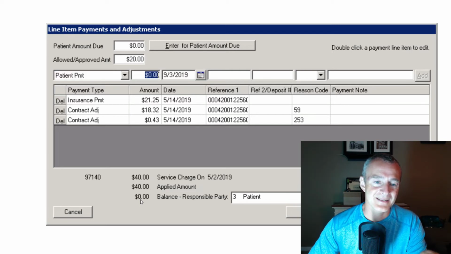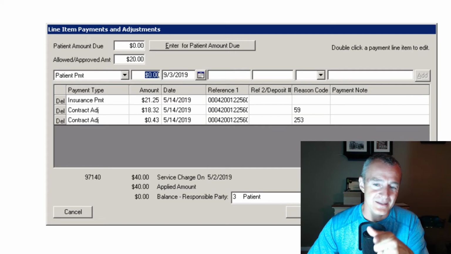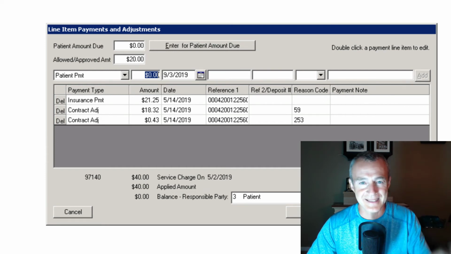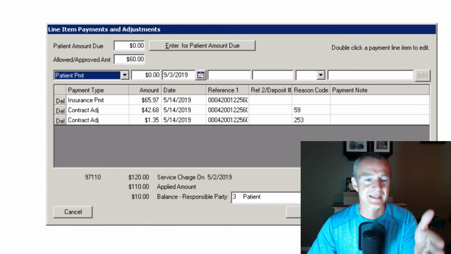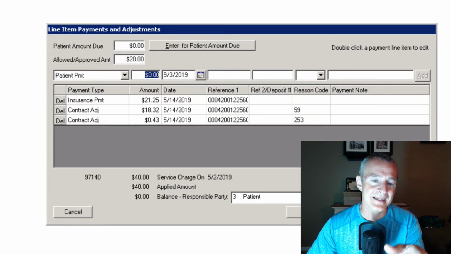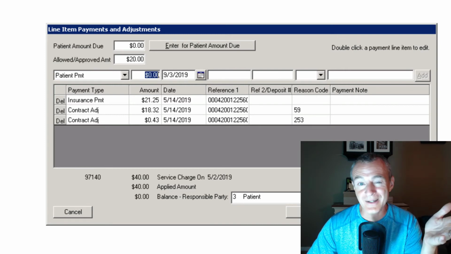And then on the next line, we see the insurance paid $21.25, contract adjustment $18.32, secondary adjustment of 43 cents. So reason code 253, I'll look it up with you. Off the top of my head, I'm going to guess it's sequestration, but I'm not positive. But I'll show you where to find that information. So for Humana date of service, same CPT codes, we're looking at $65, $66, $76 with the copay, $86, $96, $97.